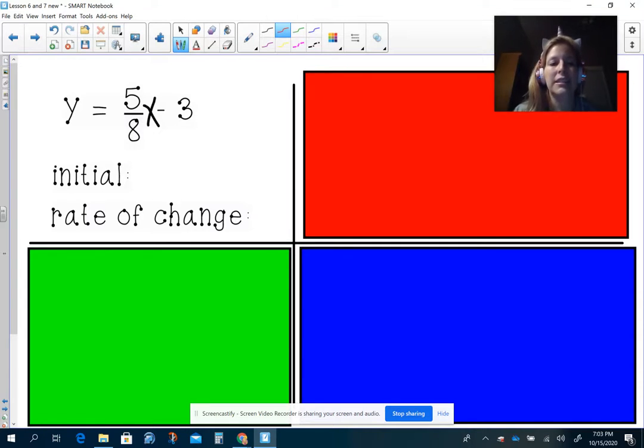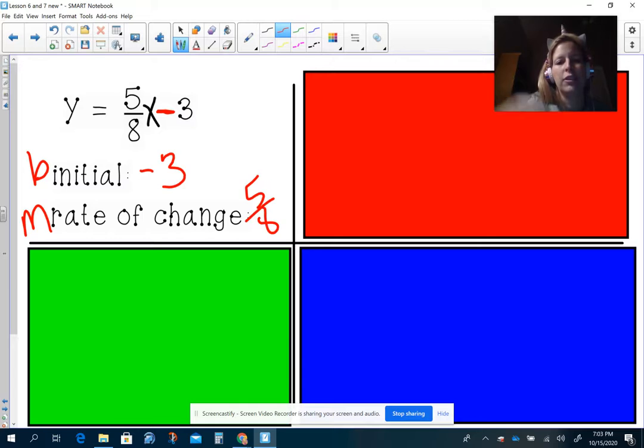Okay, let's see how you did. So keep in mind your initial value is your b. So hopefully you said -3 and not +3. We have to be very careful that that minus is a negative, okay? And your rate of change is your m, so hopefully you didn't freak out and you saw it's just a fraction. It's 5/8. And from Friday, we know that that just means up 5/8. Rise over run.